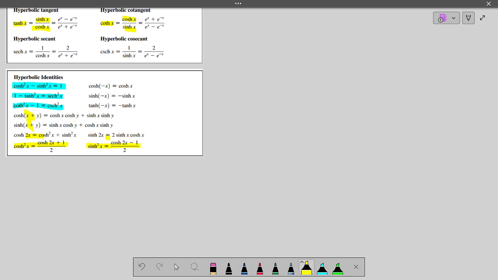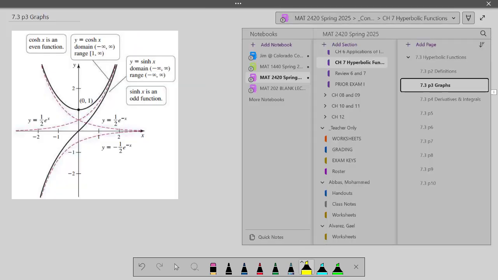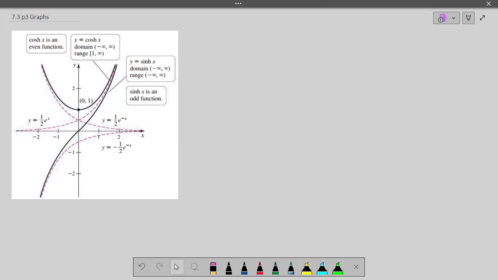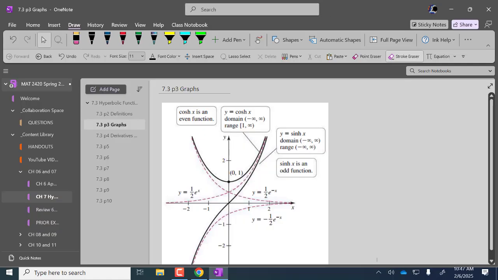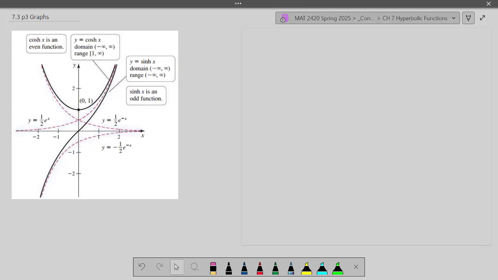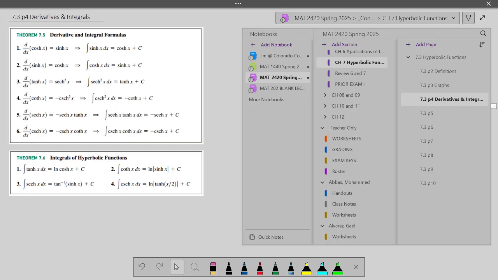Okay, so let's go ahead and do some derivatives. So we've talked about the graphs again. Looking at it, you see that sinh is an odd function because it's symmetric about the origin. If you go right and left the same distance, you go up on one and down on the other. That's what it means to be odd. That's what it means to be symmetric about the origin. And for cosh, you see that it's symmetric about the y-axis, which is what it means to be even. I guess I didn't need to do that. So let's get to our derivatives and integrals.